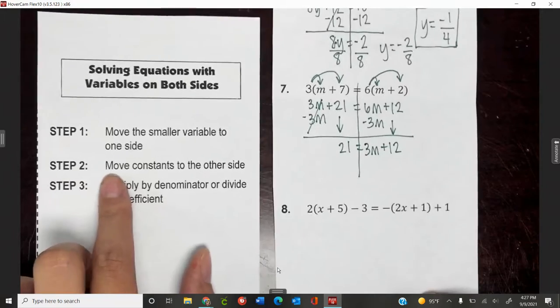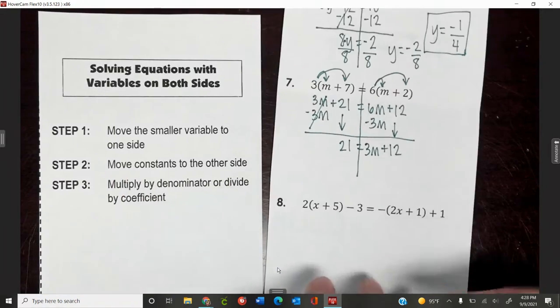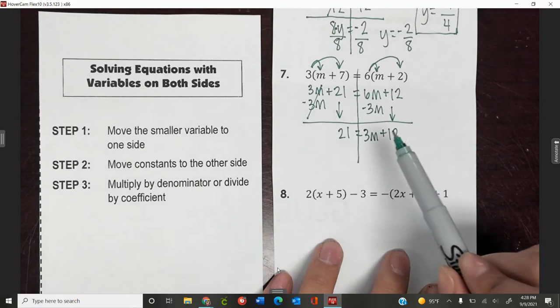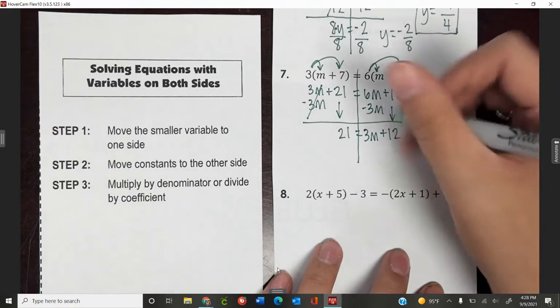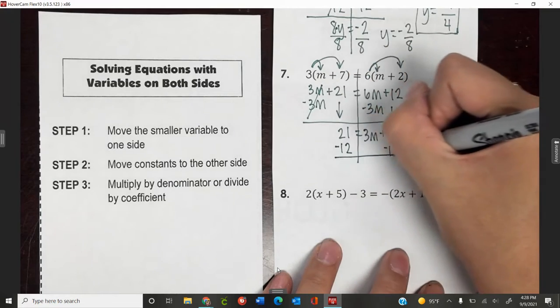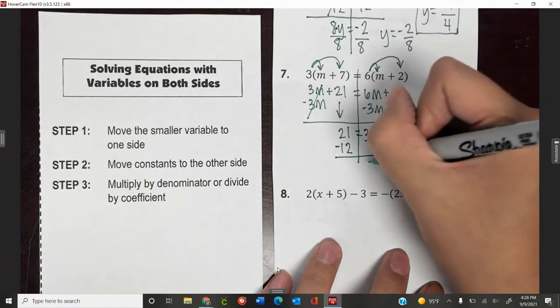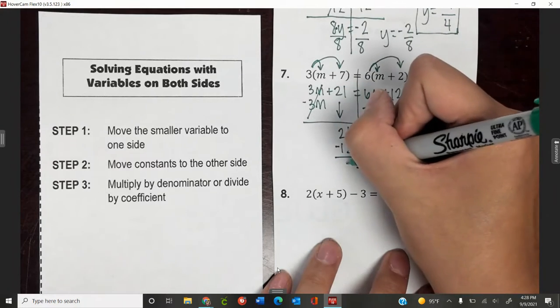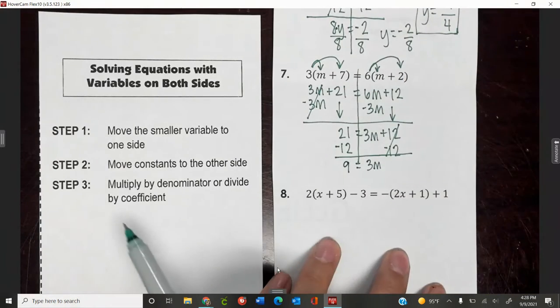Now step 2 tells us to move our constants to the other side. Here I have 12 being added to my variable, so I want to undo this and move it over. I'm now going to subtract 12 from both sides. Here this cancels out. I'm left with 3m equals 21 minus 12, which is a positive 9.